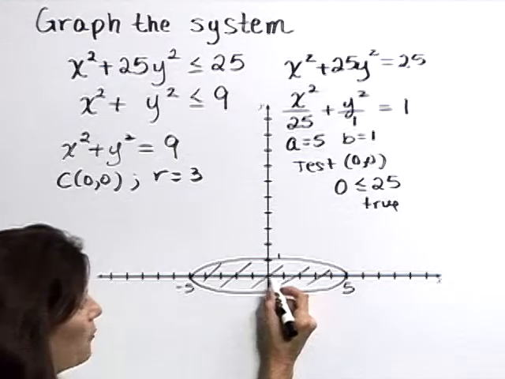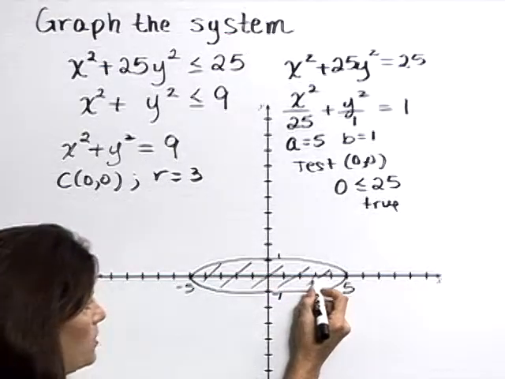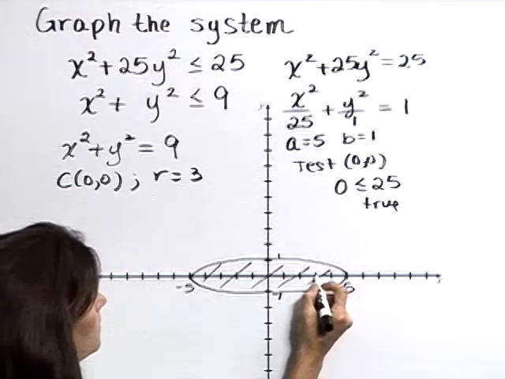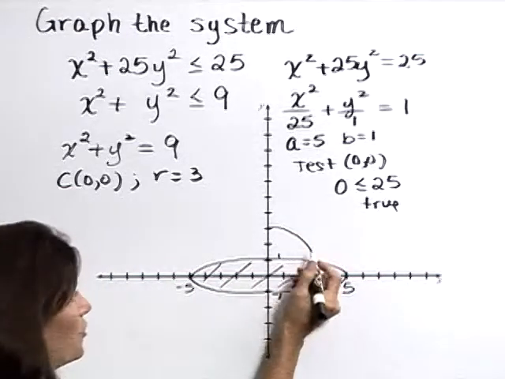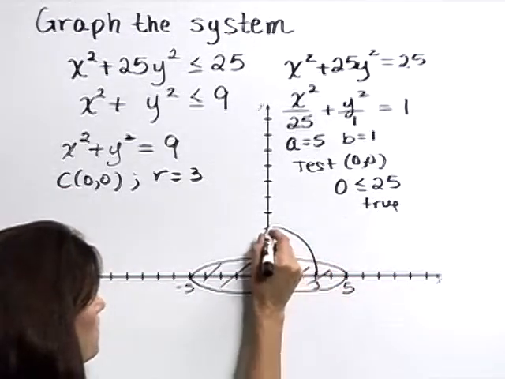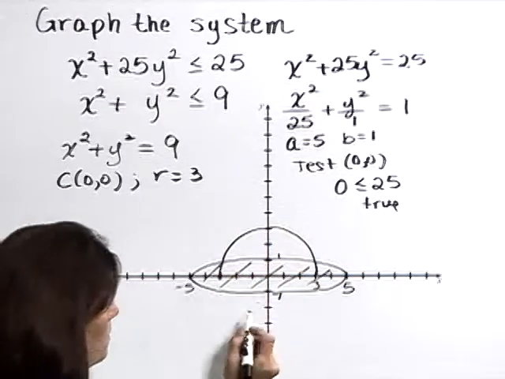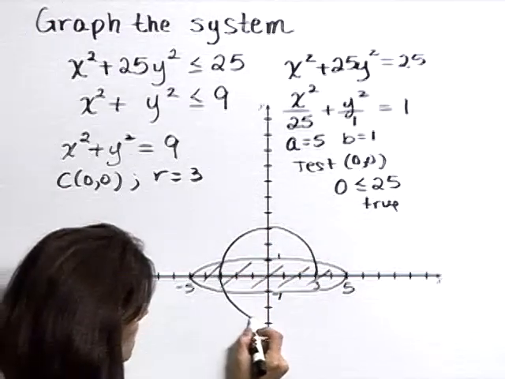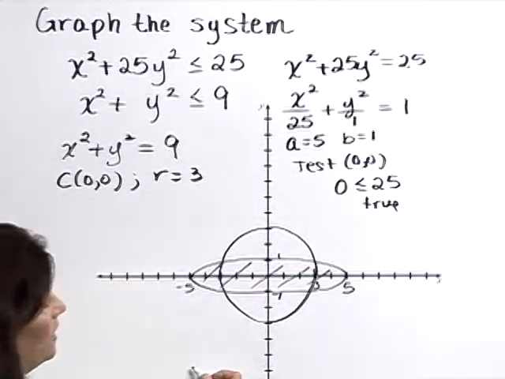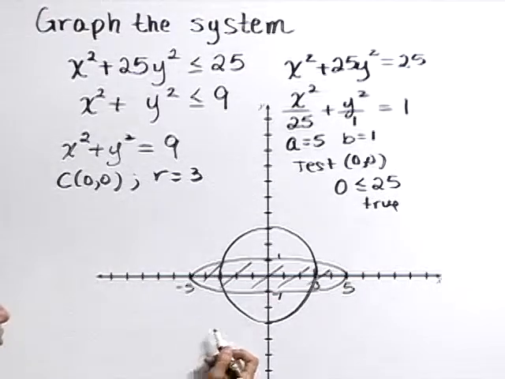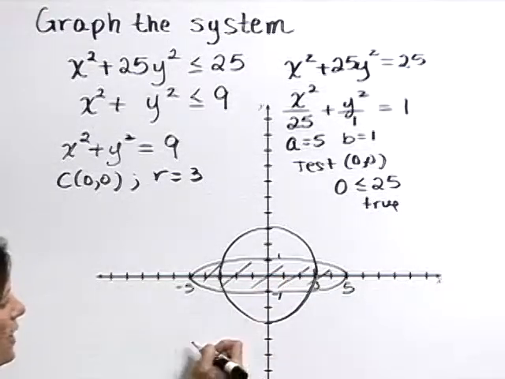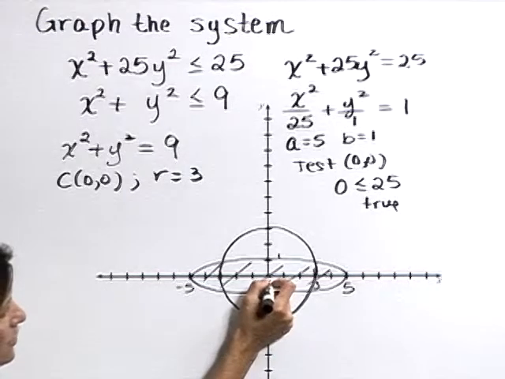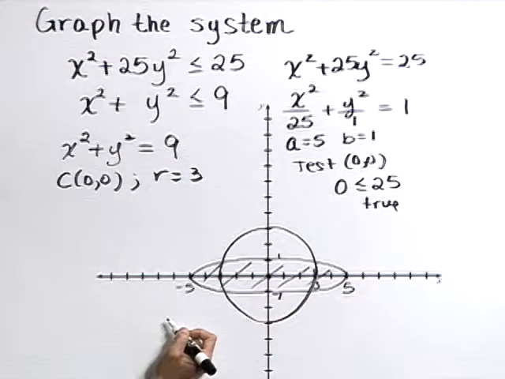We're going to go out 3 units in each direction from the origin. And just do your best to sketch a circle. Let's choose a test point so we can determine whether to shade inside or outside that circle. Again, let's choose the origin as a test point.